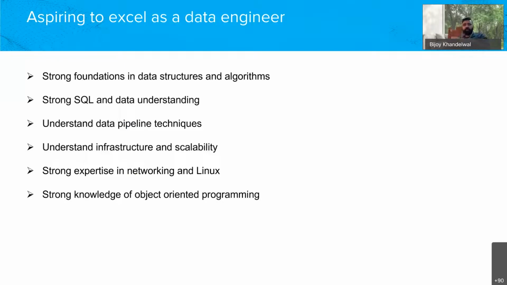Just breaking it out, you need to understand what data structure you are using: arrays, linked lists, pointers, all the stuff. You need to be very clear on that. SQL and data understanding. SQL is very underrated, but believe me, that's the most important thing you will need. Either you want to be a data engineer or a data scientist, doesn't matter. SQL is there and it's going to be there.